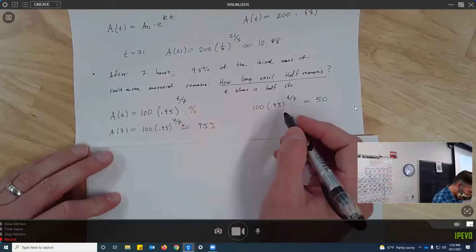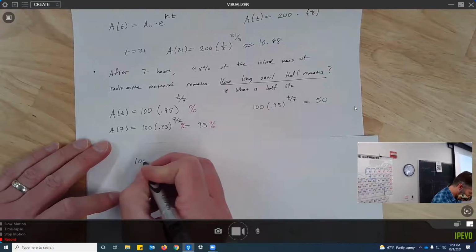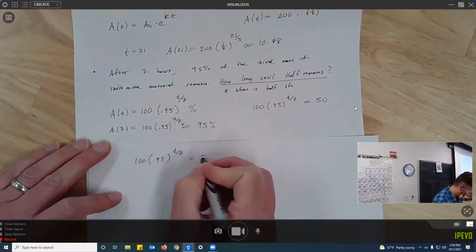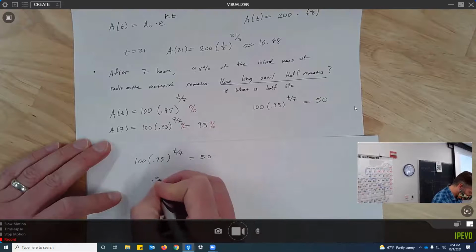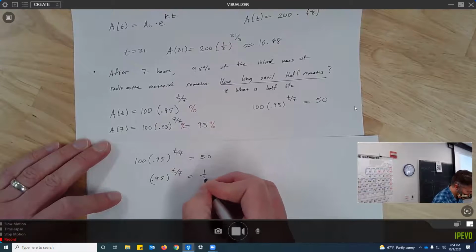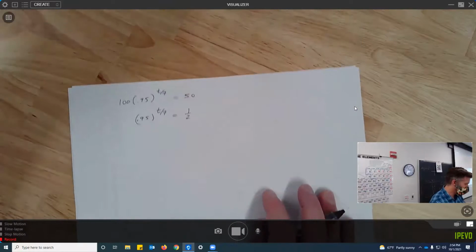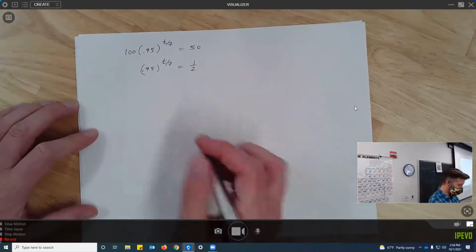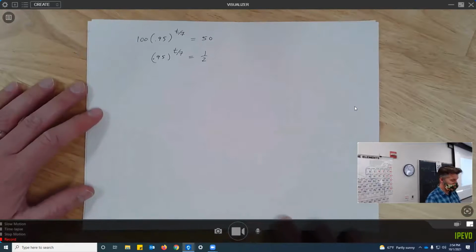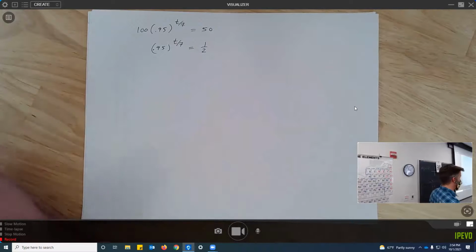So solving this, we're going to get, and divide both sides by 100. So I've got 0.95 to the t over 7 equal to 50 over 100, which is 1/2. That should always happen when you're finding a half-life. The thing raised to the power should equal 1/2. If that doesn't happen when you're finding a half-life, you're probably making an error somewhere.